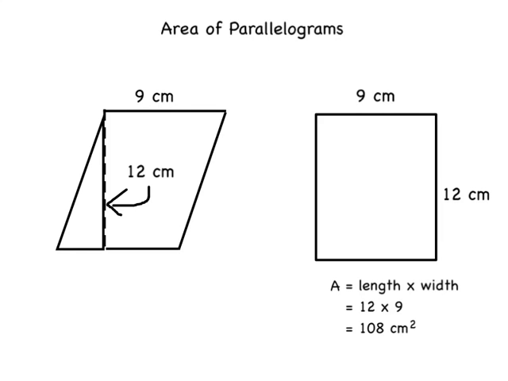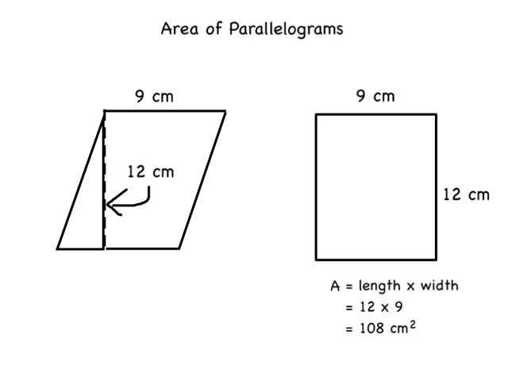In the previous lesson, we looked at the area of rectangles and squares. So if we look at the rectangle first, we know that it has a length of 12 and a width of 9. The formula for area of a rectangle or square is area equals length times width. We could put the length of 12 and multiply it by the width of 9, and we get 108 centimeters square. Now let's look at the parallelogram.